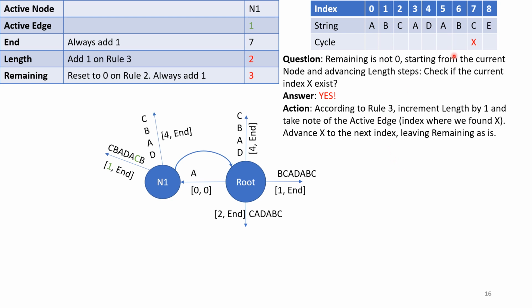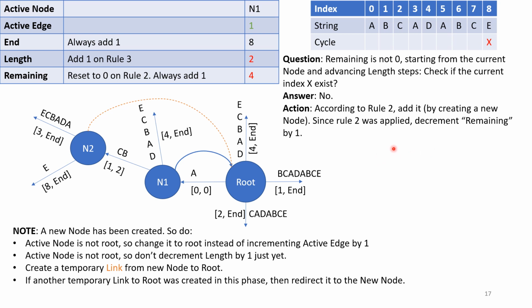Here, we ask the same question, which is the same from before. In this case, we were at B, and we asked, is the character C following B? In this case, it is. Therefore, we fall yet again in rule 3. So we do the same thing. We increase length. We take note of the active node, the active edge. We'll leave remaining as it is, so it's going to keep incrementing. And we advance to the next cycle.